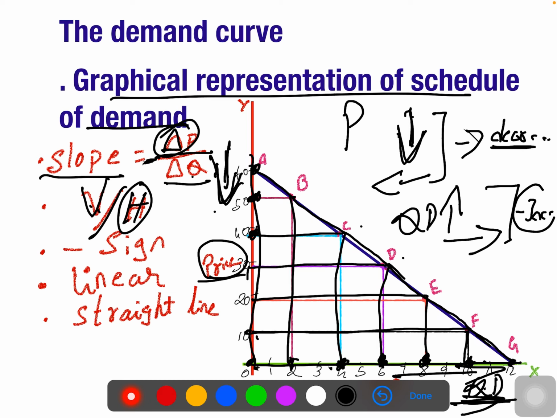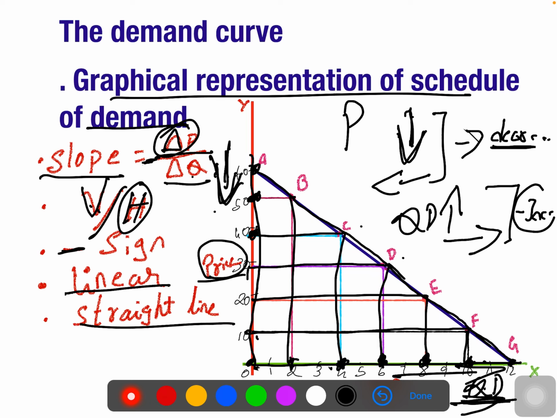Whenever the relationship between any of the variables is inverse, both are moving in the opposite direction. So whenever the relationship between the variables is minus, that means the relationship is negative, inverse. So this minus symbol expresses the relationship between the variables. That's it. And the curve shape is a straight line, linear.